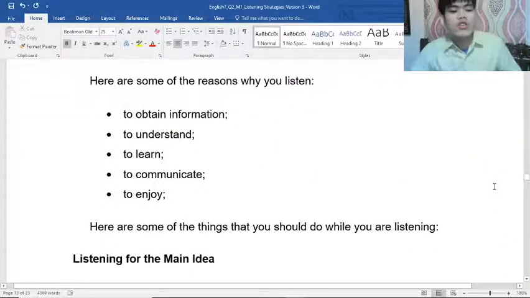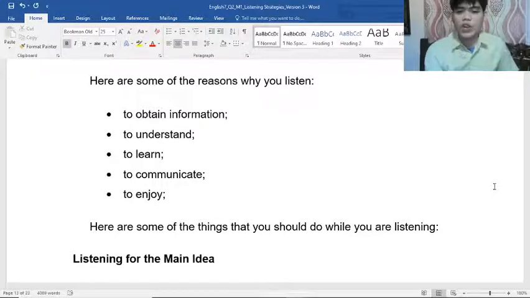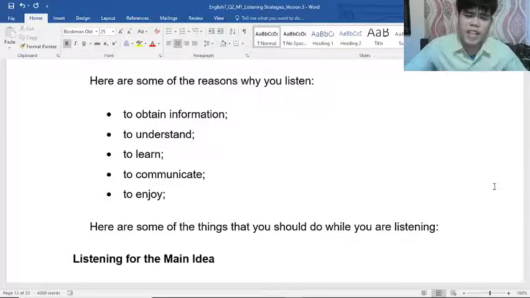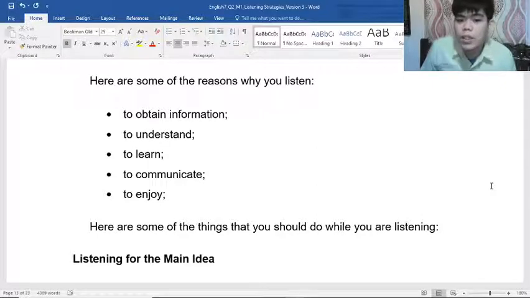So before we talk about those different strategies or ways on how to listen much better, we need to understand, to know why do we listen. So we listen for what? For what reason? We listen to obtain information, news. What is the weather for today? Do we have a storm? We listen to the news, to GMA, to Kapamilya, or to the former ABS-CBN channel.